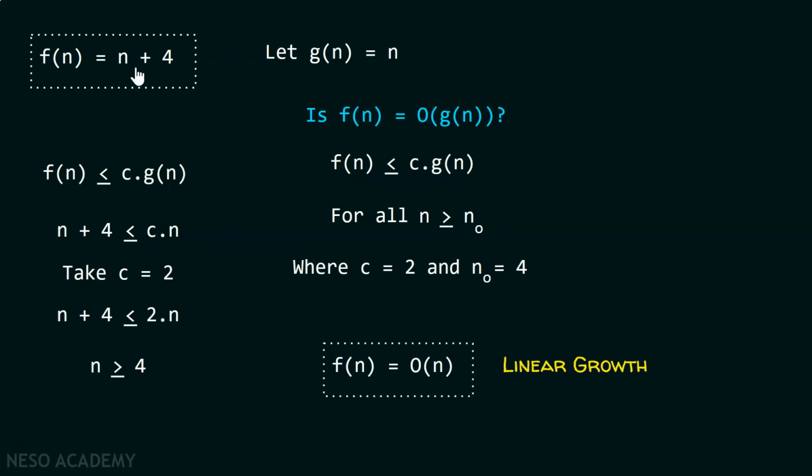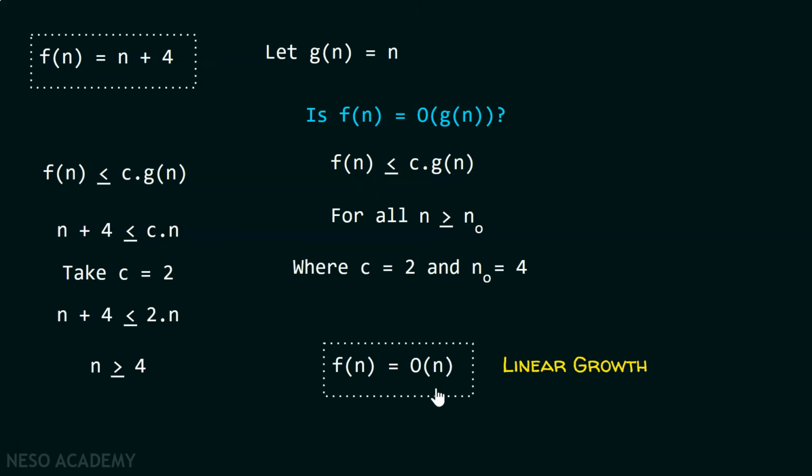We can also clearly see here that the growth rate can be linear only because the highest term here, you can see, is n. After that we have a constant term. So Fn grows linearly. That is why Fn is equal to big O of n. This is the worst case time complexity of calculating the sum of n natural numbers. But can we improve our algorithm?